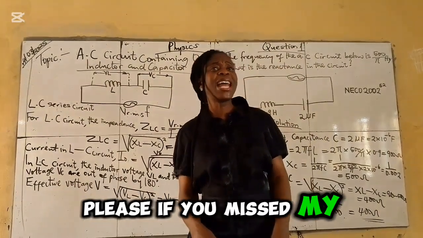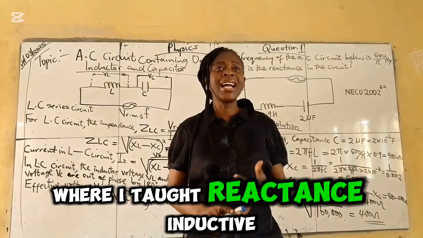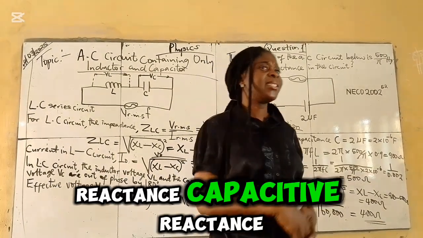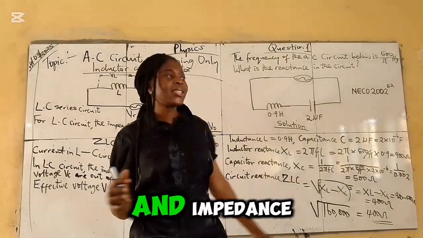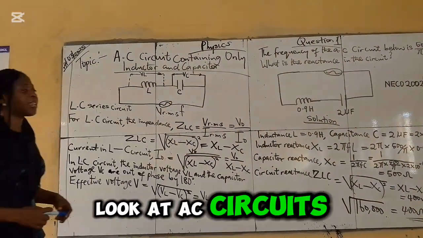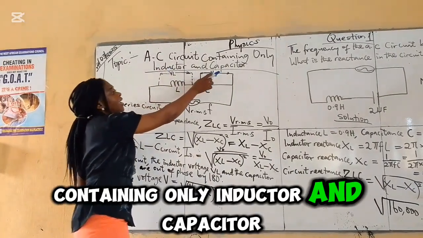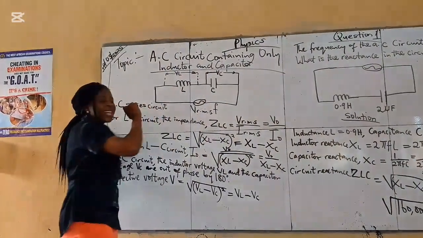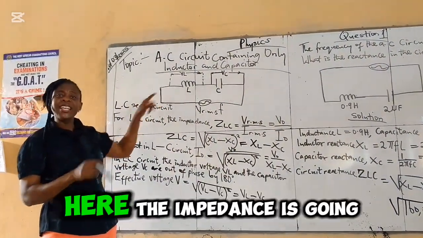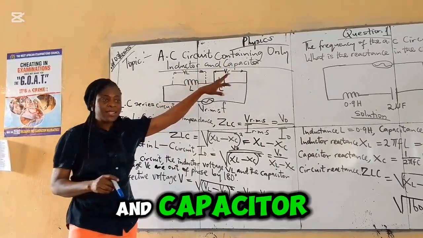Please, if you missed my last class, try and get the video where I taught reactance, inductive reactance, capacitive reactance, and impedance. So today we want to look at AC circuits containing only an inductor and a capacitor. Definitely, you know there's going to be an impedance here. The impedance is going to be by an inductor and capacitor.